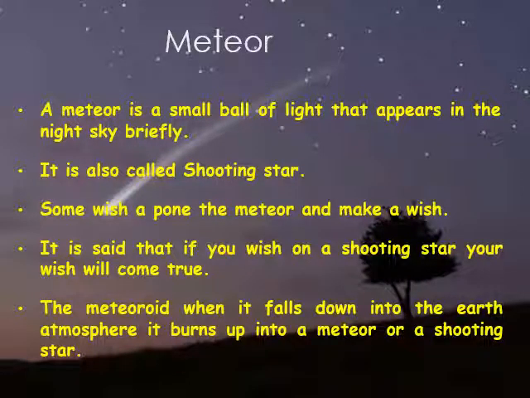Meteor. A meteor is a small ball of light that appears in the night sky briefly. It is also known as a shooting star. It is said that if you wish on a shooting star, your wish will come true. When a meteoroid falls into the Earth's atmosphere, it burns up into a meteor or a shooting star.